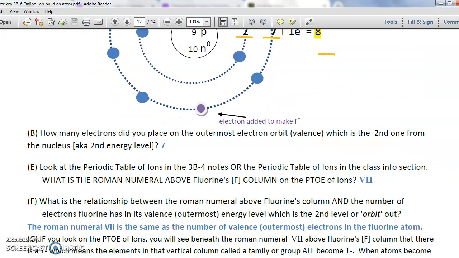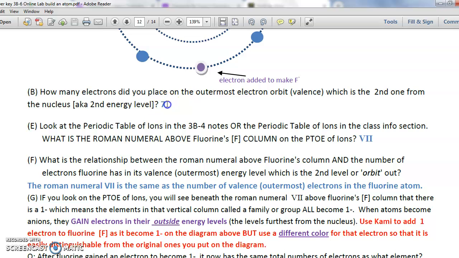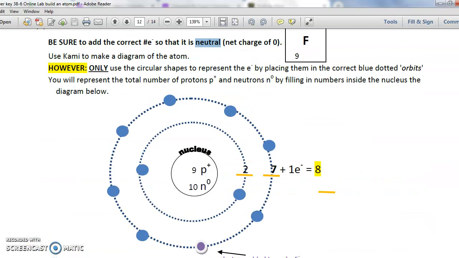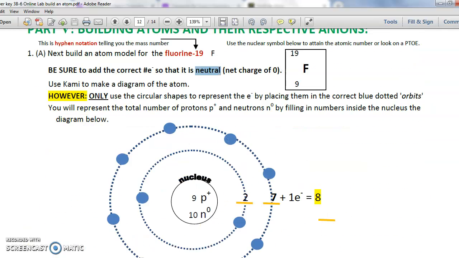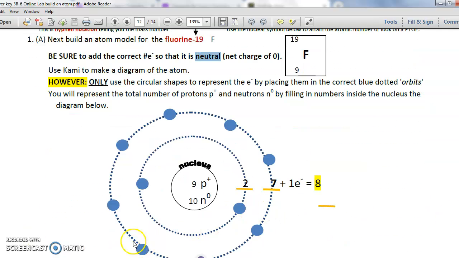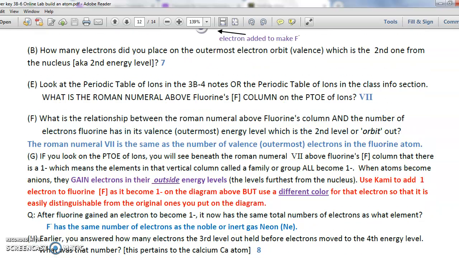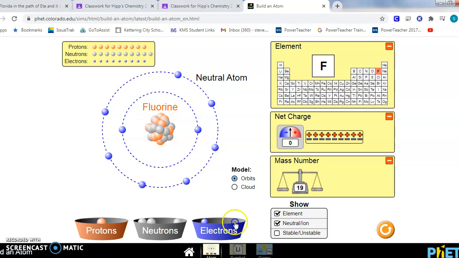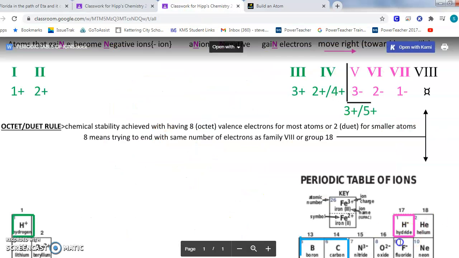So let's go down here and take a look at some of the questions. How many electrons does fluorine have on its outermost level? We counted 7. We can count them again. 1, 2, 3, 4, 5, 6, 7. Now it wants us to look at the Roman numeral above fluorine. There's fluorine right down here. The Roman numeral above it is 7.